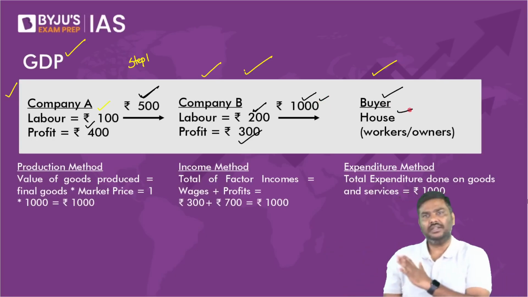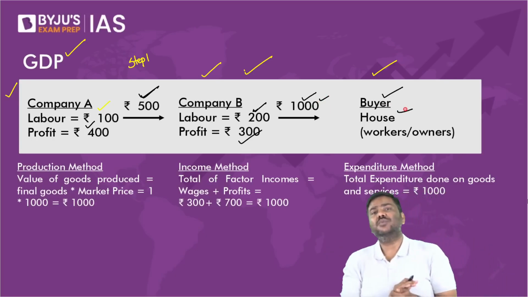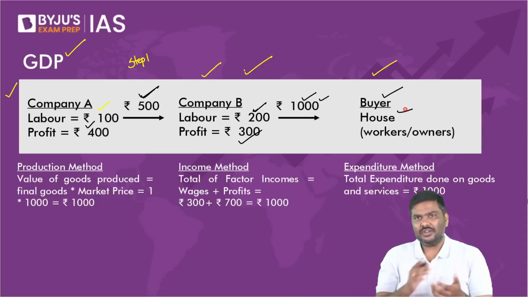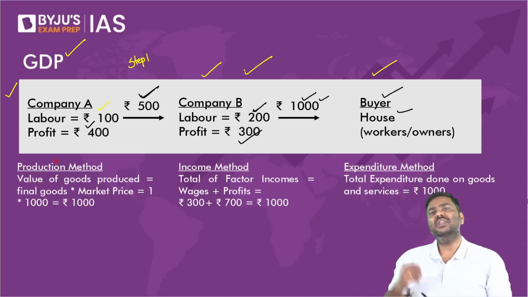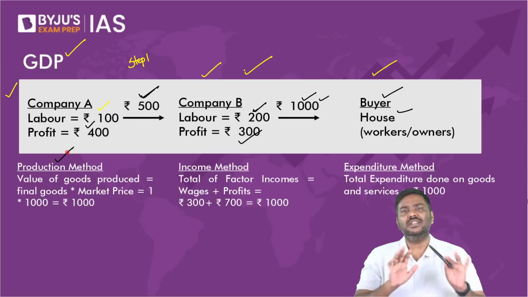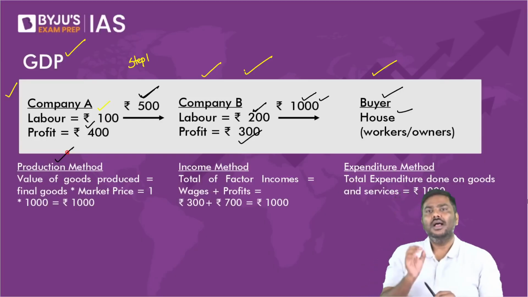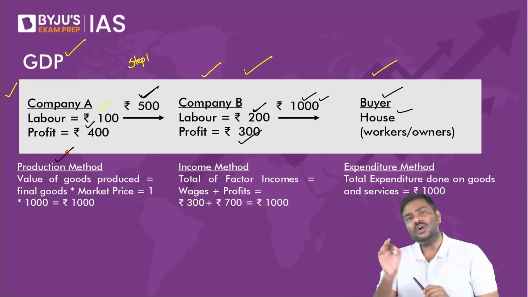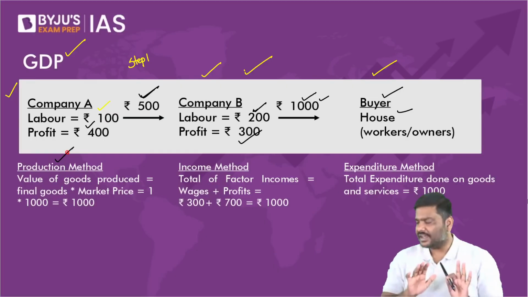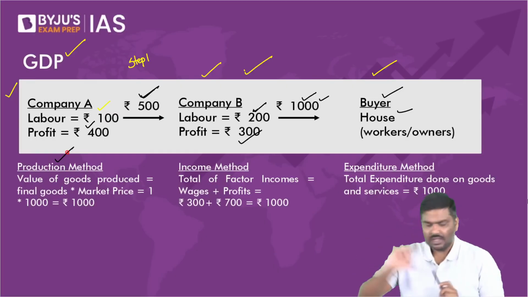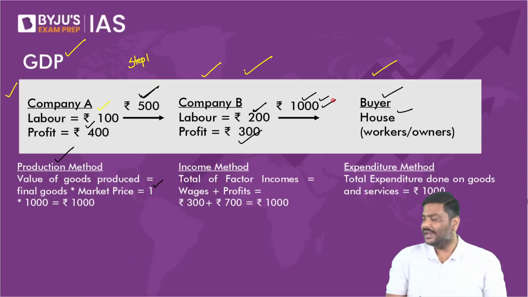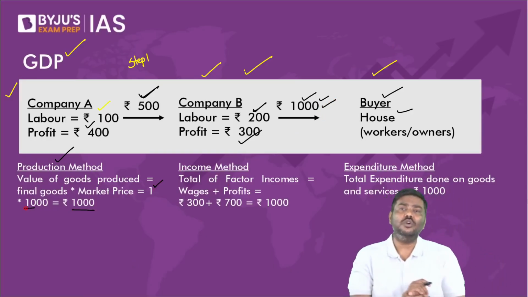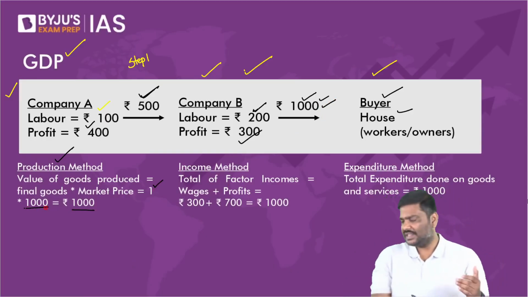Now let's start. First method is what? The output or production value method, right? How do I calculate production value method? How many final goods and services are produced in this economy? All of you will agree only one. Only one good is produced. What is the market price of the good? 1000 rupee. So 1 into 1000 rupee. What is the GDP through output method? 1000 rupee is the GDP.